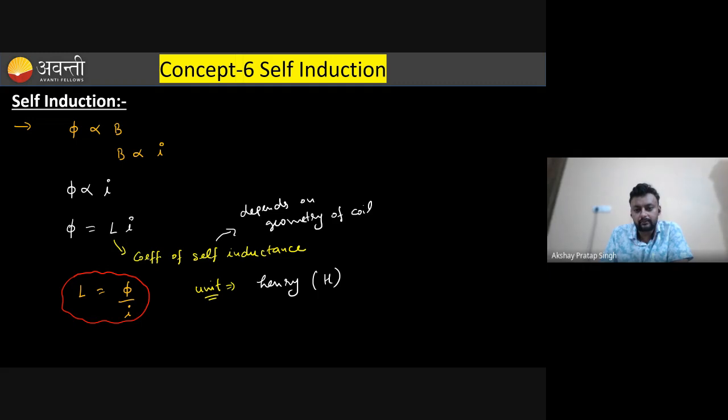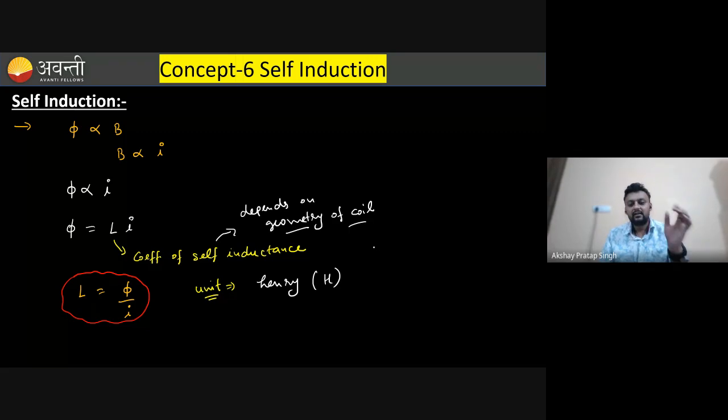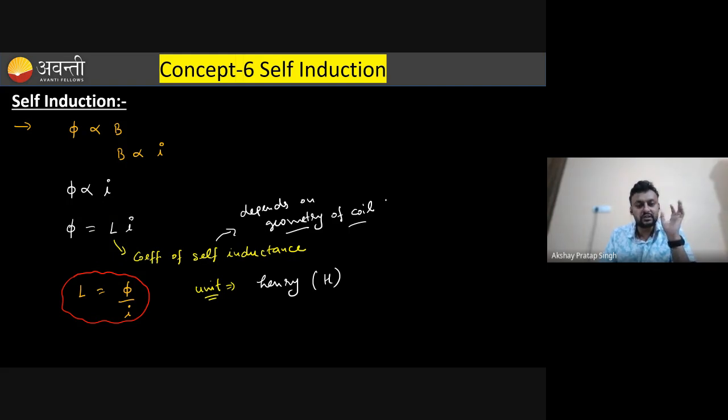of the coil or solenoid, whatever element they are using, but it is going to be a quantity dependent on the geometry. I hope everybody knows geometry means area, length, number of turns, etc. I hope this is clear till now. Moving further.